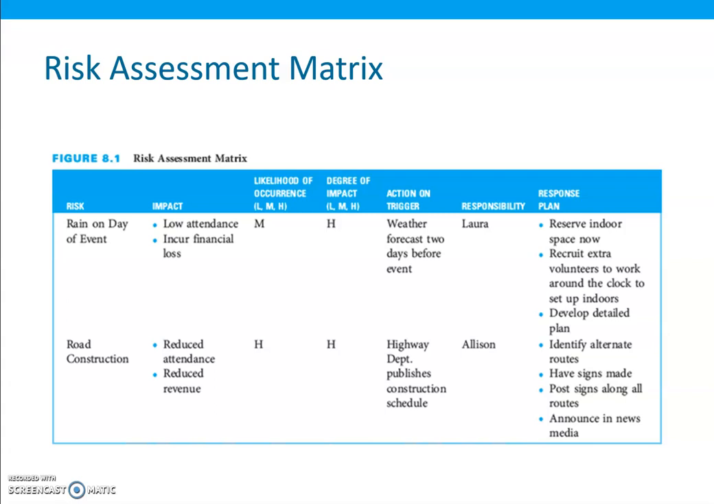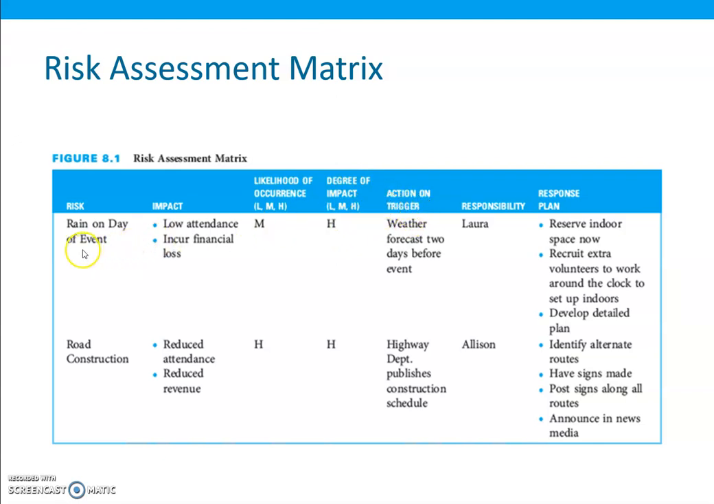So for example, this figure shows the more significant risks and their associated information for a project for an outdoor concert. Some of the risks have been identified. Two of the risks have been listed in this figure: rain on the day of the event. Its impact can be low attendance and financial loss. Likelihood of occurrence has been rated as medium, but the impact will be high.